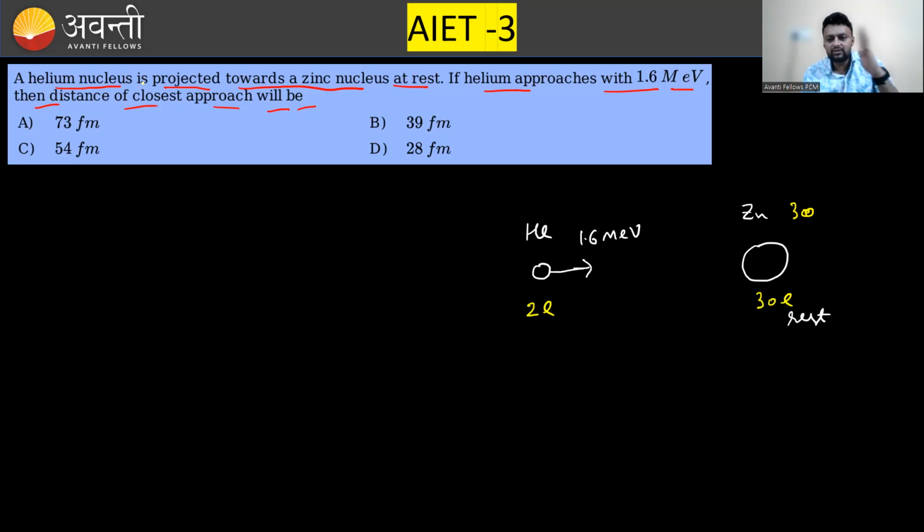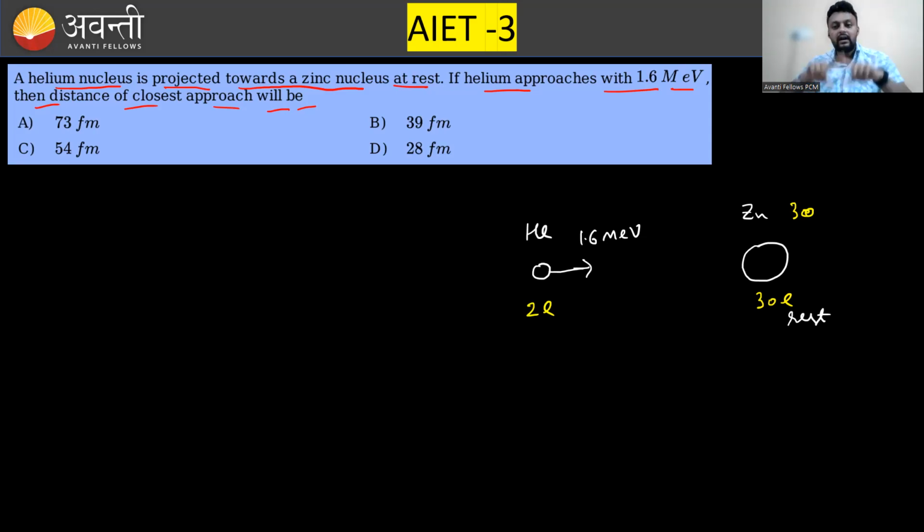So as helium tries to approach the zinc nucleus, they will be repelled. The helium has started moving very fast, but due to the repulsion, its speed will decrease, and at a certain point, its speed will become zero. After that, it will return back. So the maximum point is where its speed becomes zero.